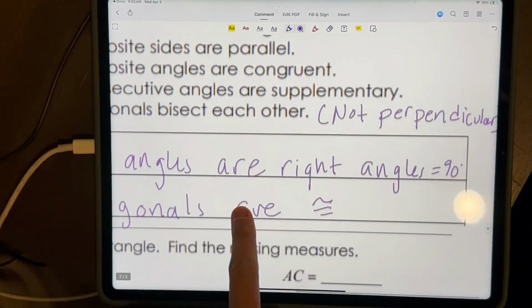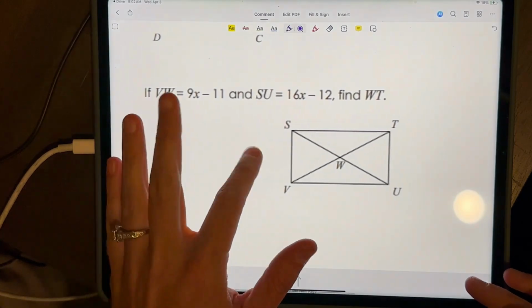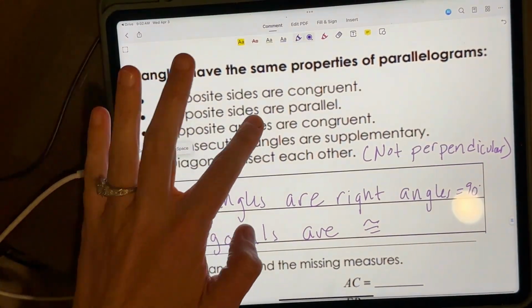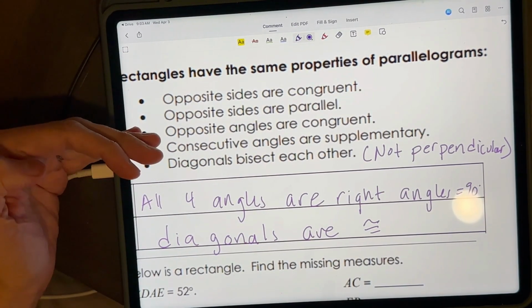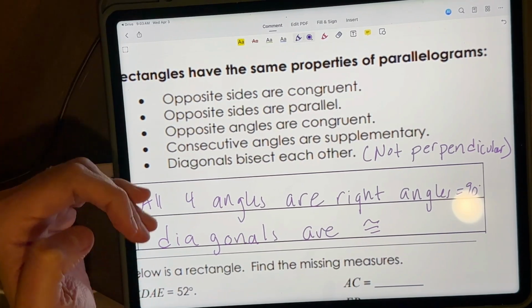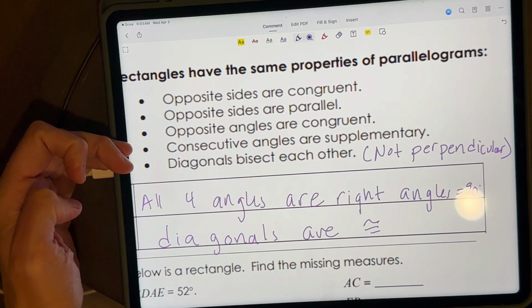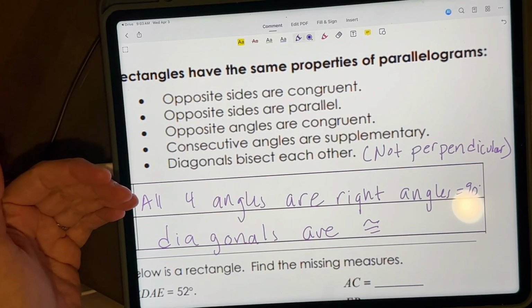All right. Here is the next part. We're going to talk about rectangles. So rectangles follow all the same properties of parallelograms. Here's all the properties of parallelograms. So their opposite sides are congruent, the opposite sides are parallel, the opposite angles are congruent, the consecutive angles are supplementary, meaning they add up. So the ones on the same transversal add up to 180. The diagonals bisect each other.